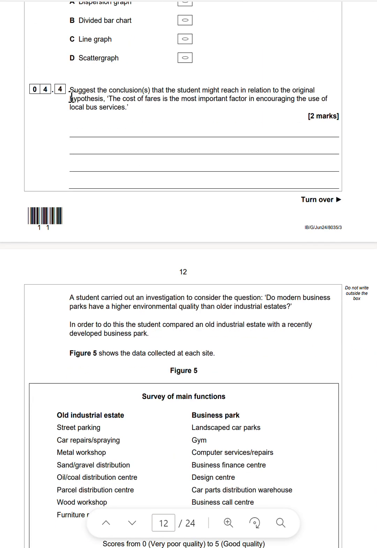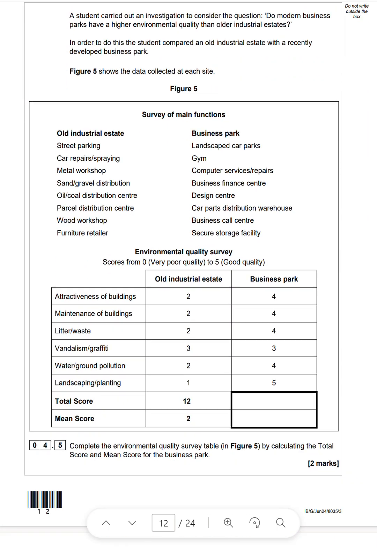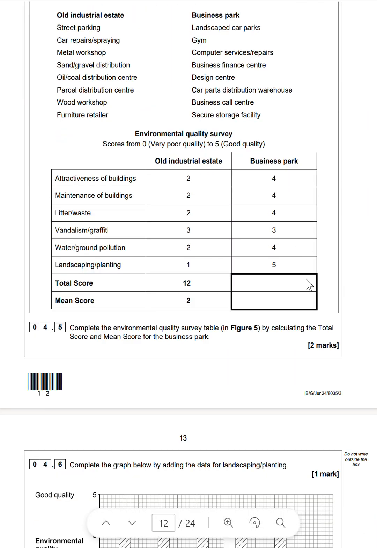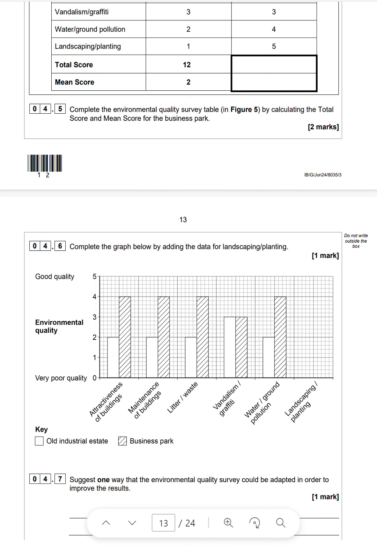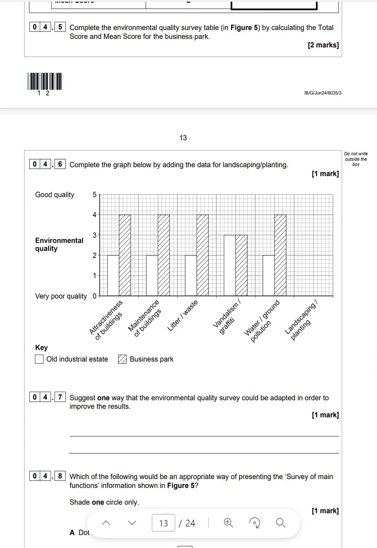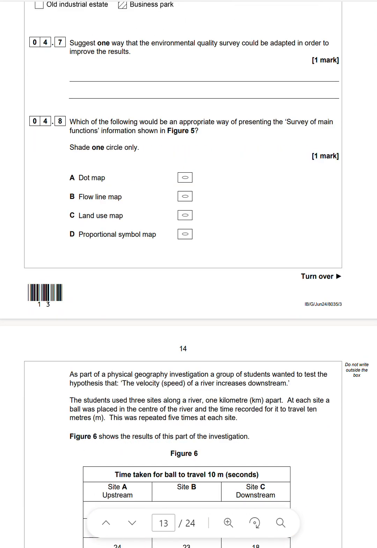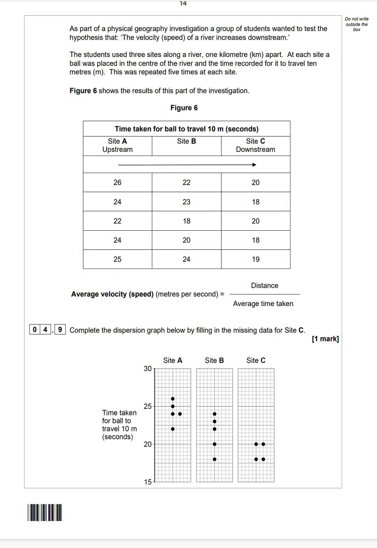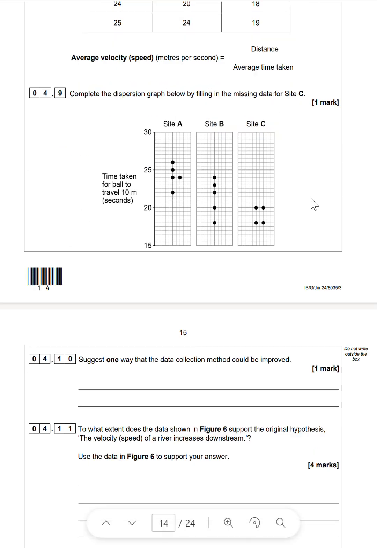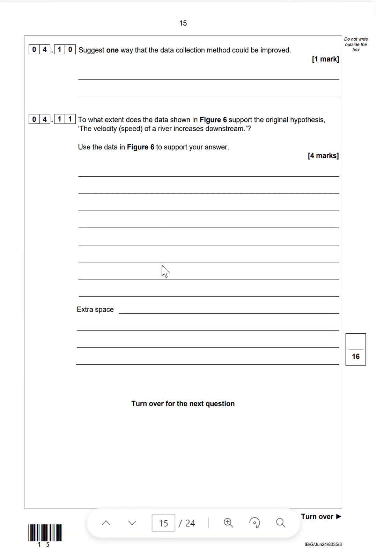It's asking you to suggest some conclusions from the data. Again, so very skill-based here. Skill question there, math skills, completing the bar chart, multiple choice. Now it's bringing in a different fieldwork study. This was very poorly answered in the summer because people didn't see it. Before bringing us on to a 4-mark question.